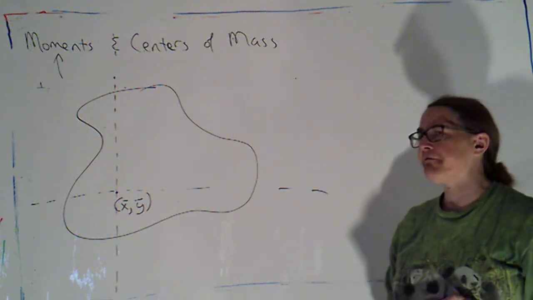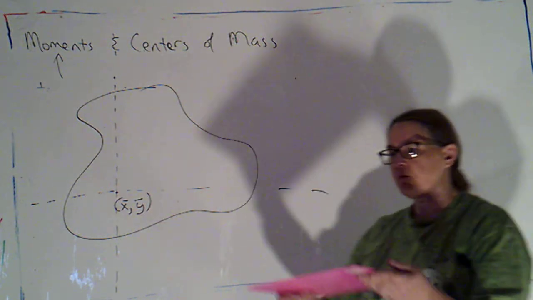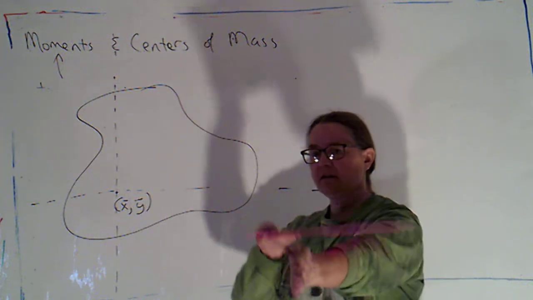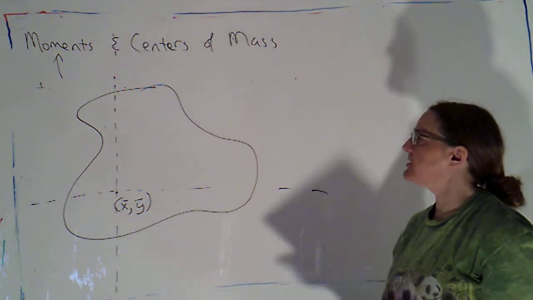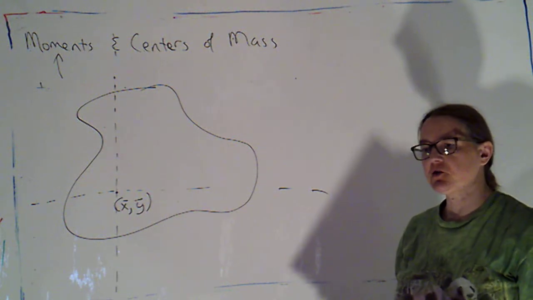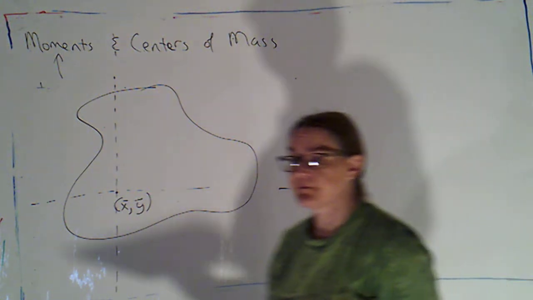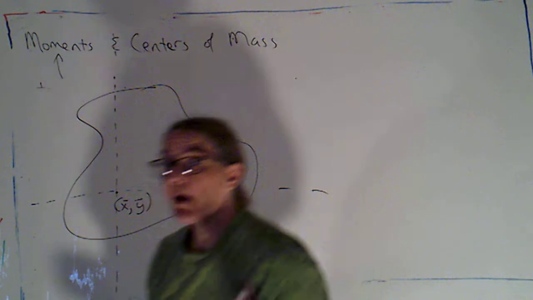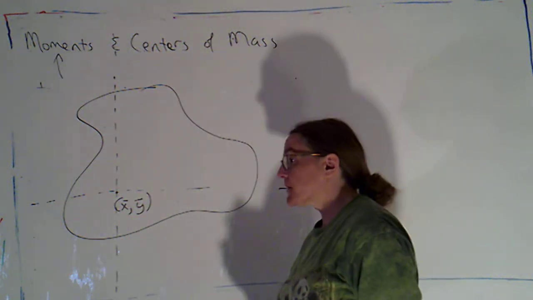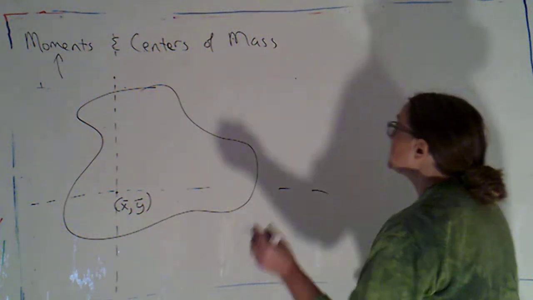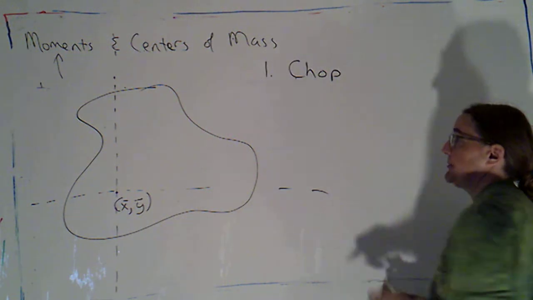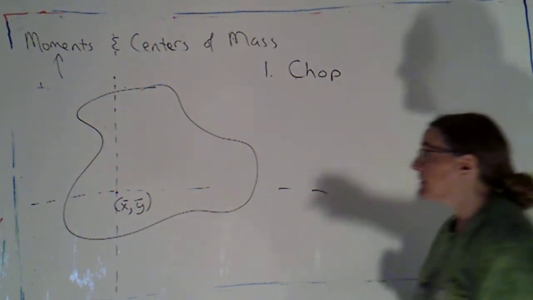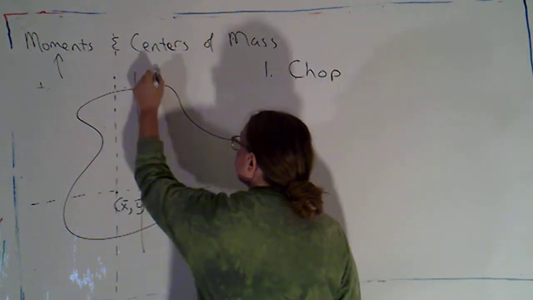But I want to try to find it. Now, when I actually have the lamina, I can just do it by trial and error. If I just have a description of it, I'm going to need to figure out how to find that. And so we're going to do that by our usual 4-step process. So the first thing we're going to do is chop. We will chop the lamina up into a bunch of little pieces.